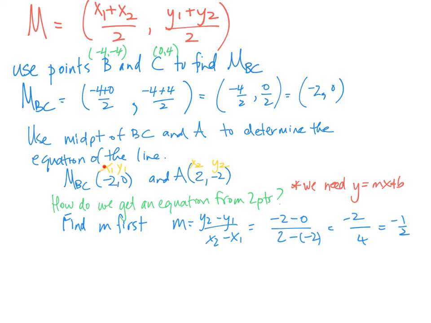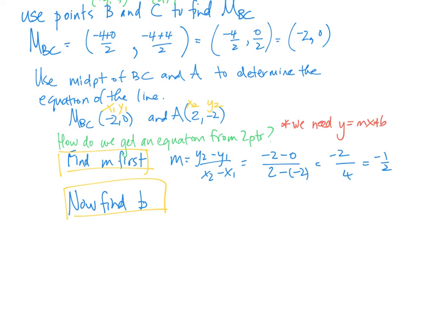We used x1, y1 and x2, y2 in the slope formula to get the slope of -1/2. Now we have to find b, because we need y equals mx plus b, because that is an equation. We found the slope, we found m, so that will go in here. Now we need to find b. We can use a particular x and y in order to find b. So I think I'm going to use the first point.